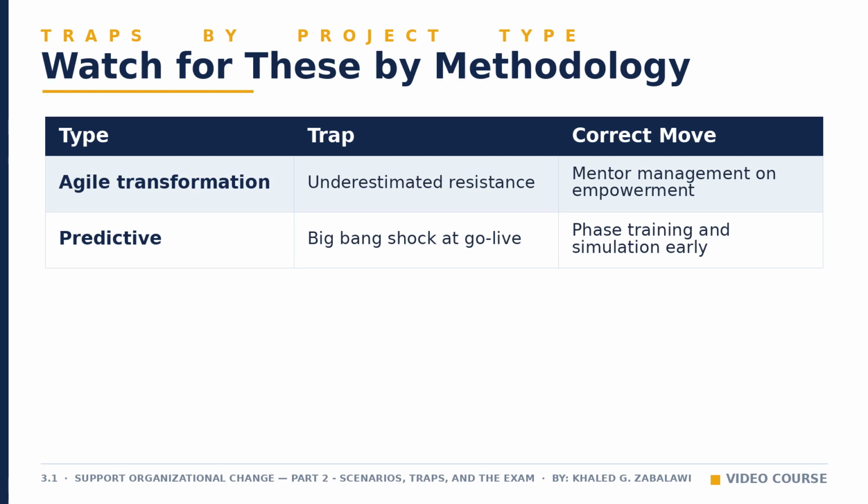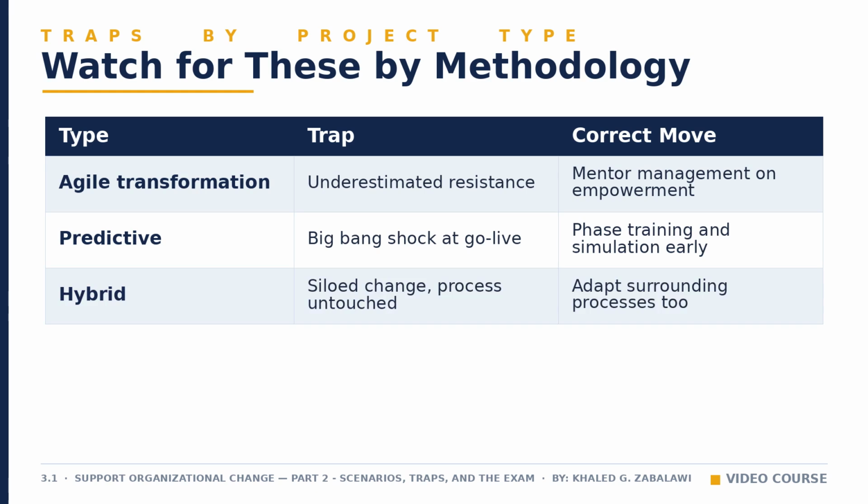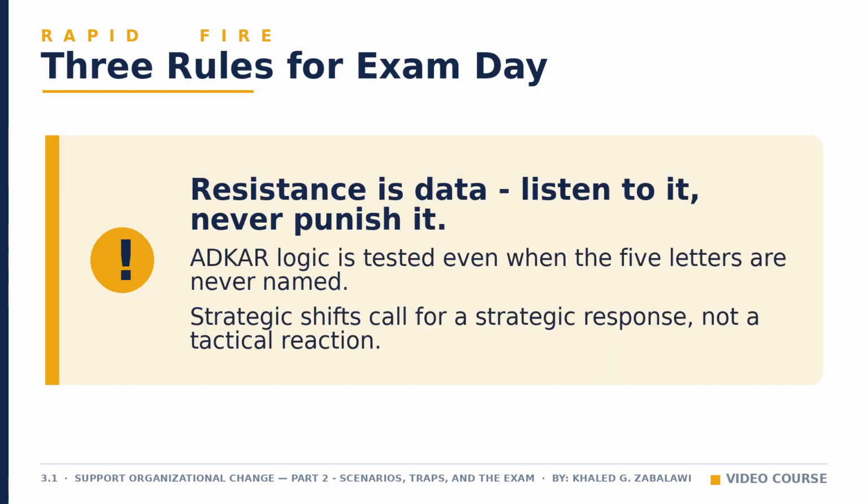In hybrid work, the trap is changing the technology quickly while the surrounding business process stays frozen. A fast new app stuck behind a 4-week legal approval cycle. The correct move is acting as a bridge builder, helping legal adapt its own process to the new delivery cadence. 3 rules will carry you through most situational questions on this topic.